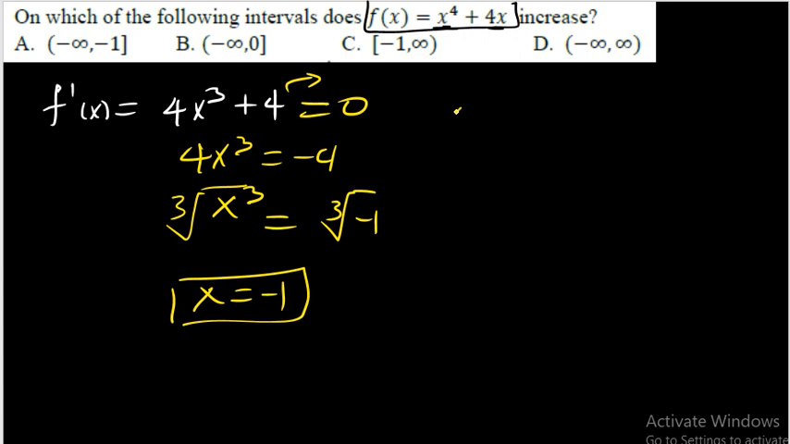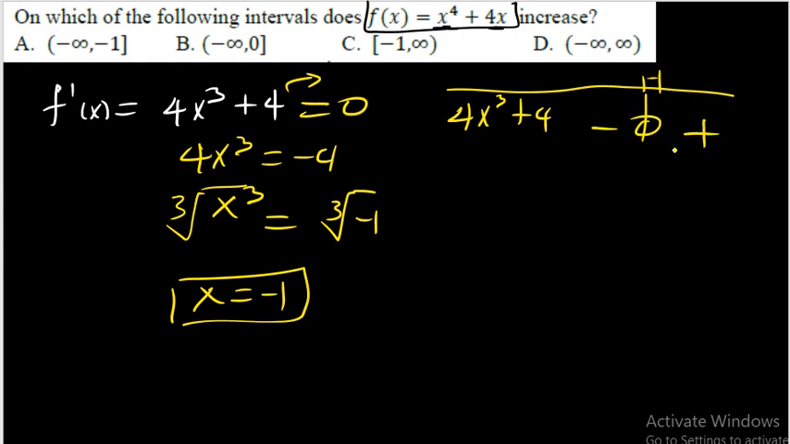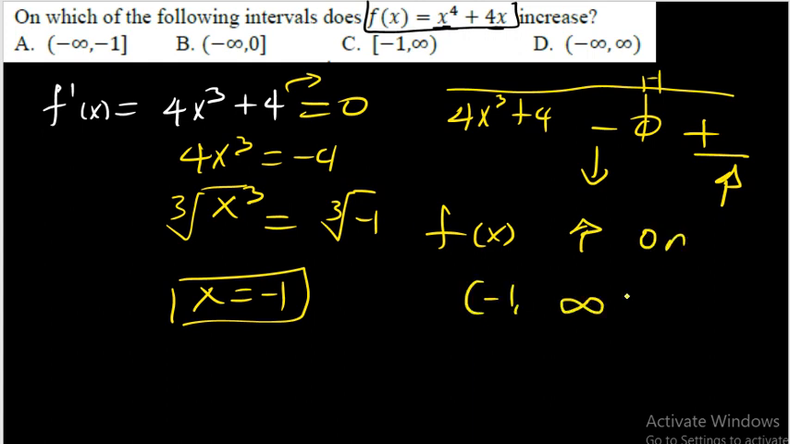What is the derivative? It is 4x cubed plus 4. So this will be 0 at -1. So less than it is negative, greater than it is positive. Therefore, since we are asked for the increasing interval, here positive is increasing, and here it is decreasing. So f of x will be increasing on the interval from -1 to infinity. So the answer is going to be C.